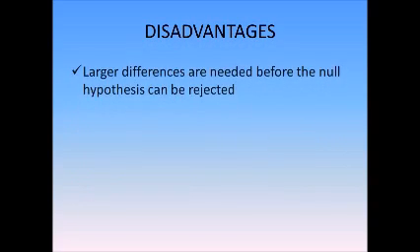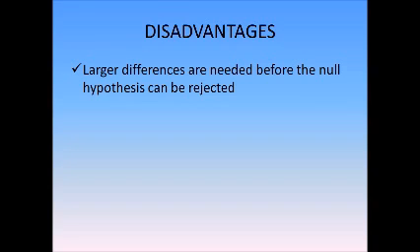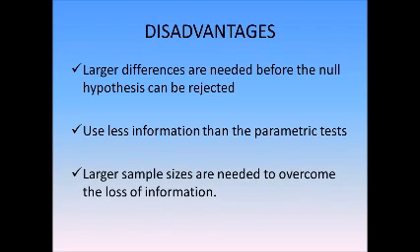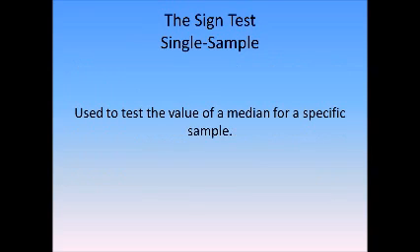There are some disadvantages. Larger differences are needed before the null hypothesis can be rejected. It uses less information than the parametric tests. Larger sample sizes are needed to overcome the loss of information. So let's start.